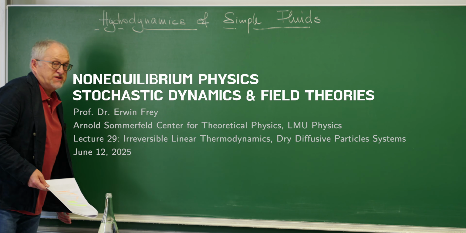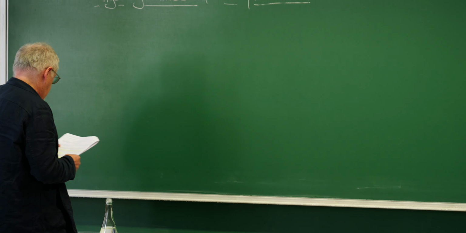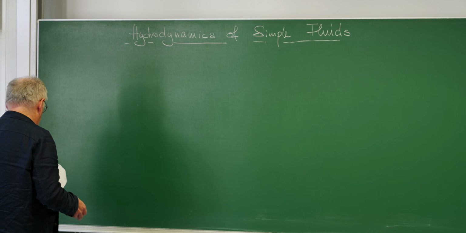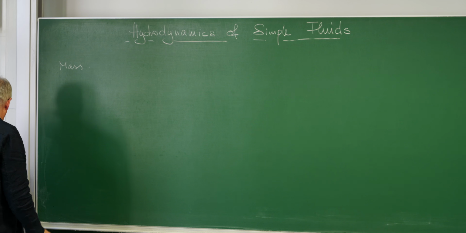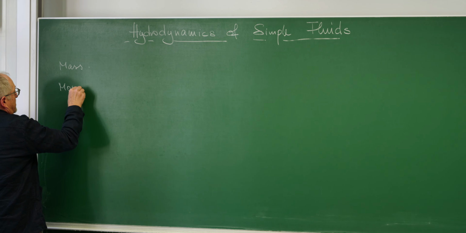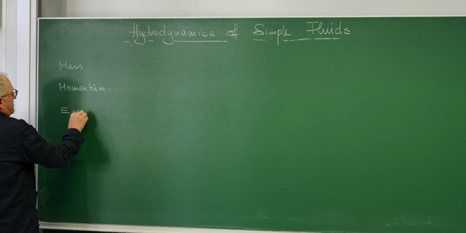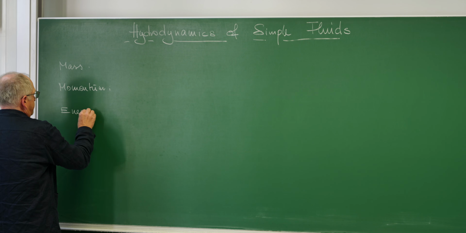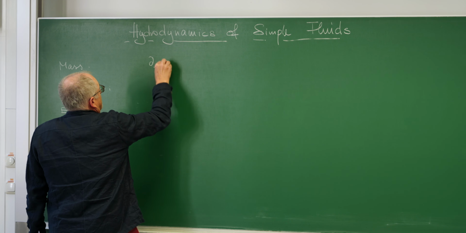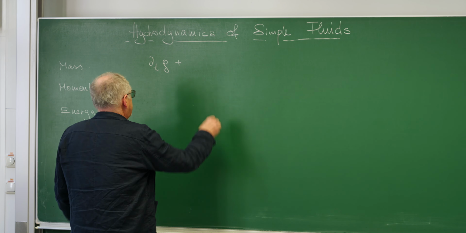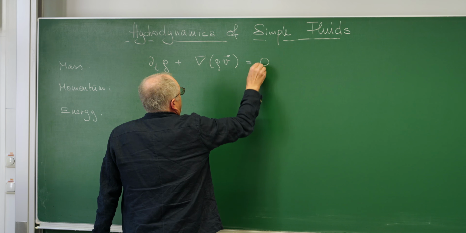So we talk about hydrodynamics of simple fluids. And I want to recap a few things because we're heading towards fluctuating hydrodynamics. So remember that we had 3 conservation laws, one for mass, the other one for momentum, and the third one for energy. And they look like so. You had the continuity equation for the mass density, where the fluxes are simply the mass fluxes.